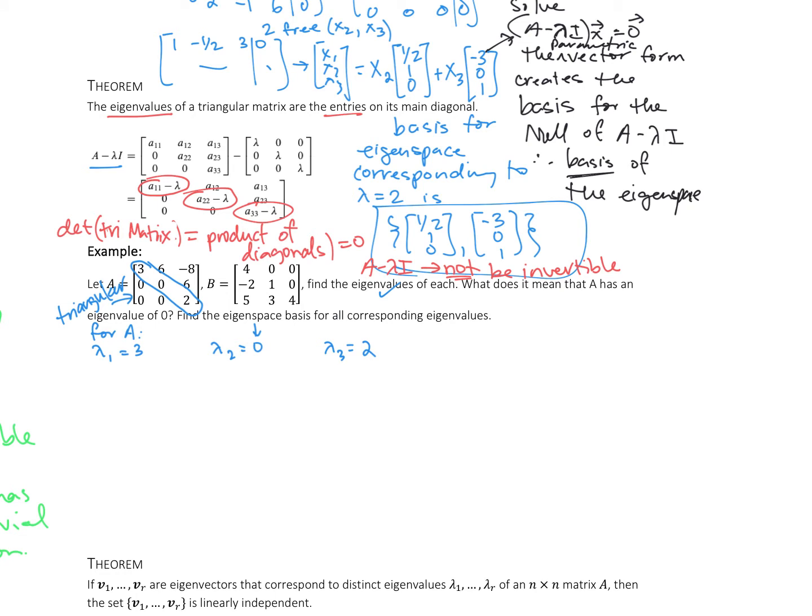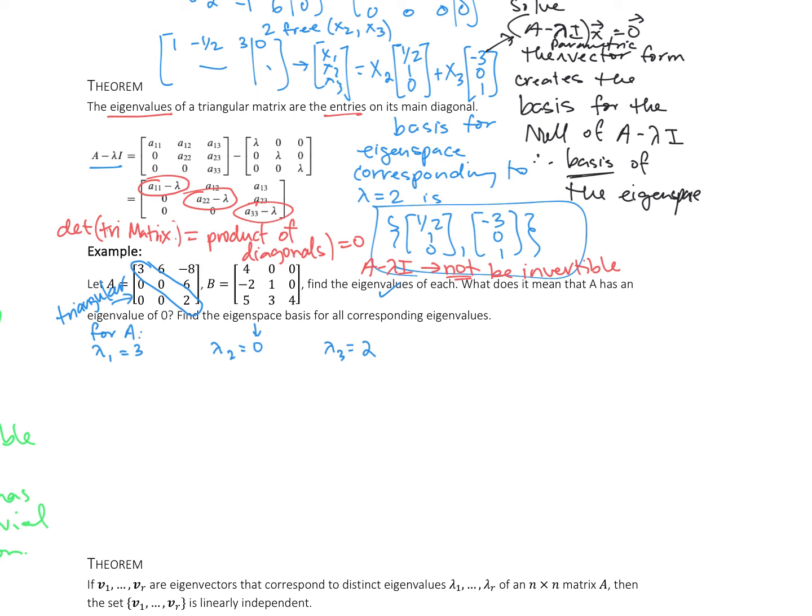So let's find our matrices for each of these. Each of our matrices, we're going to do our RREF. We'll find our parametric vector forms, and those vectors are going to represent the basis for that eigenspace, for that eigenvalue.